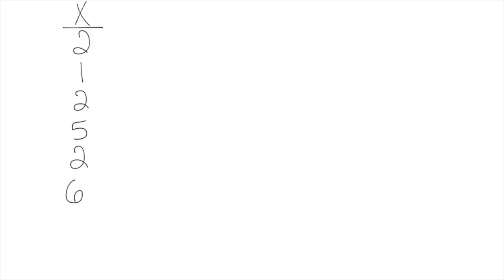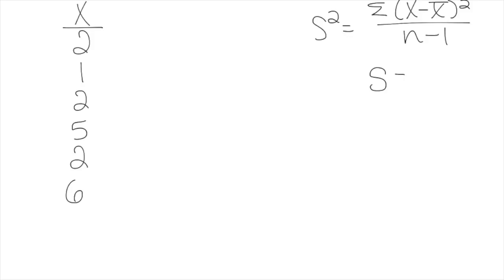Recall the sample variance, s squared, is equal to the sum of squares, which is the sum of all of the deviations from the mean squared divided by n minus 1. The standard deviation, or s, is equal to the square root of the variance. So we'll start by computing the variance, then we'll take the square root of that to get the sample standard deviation.